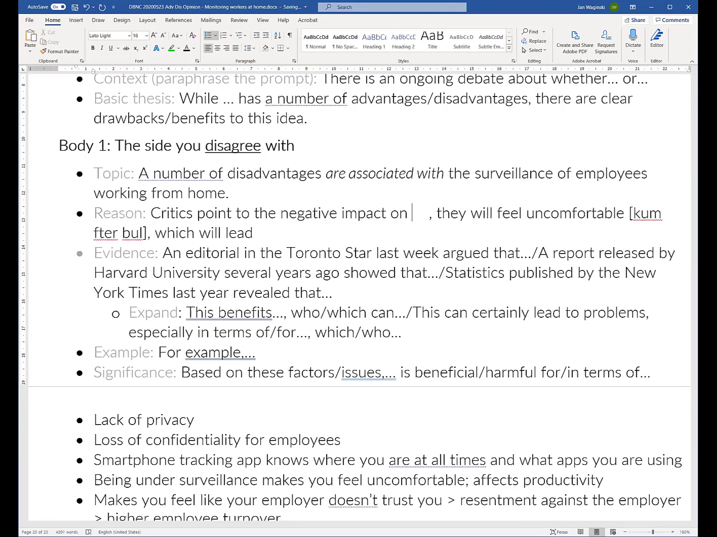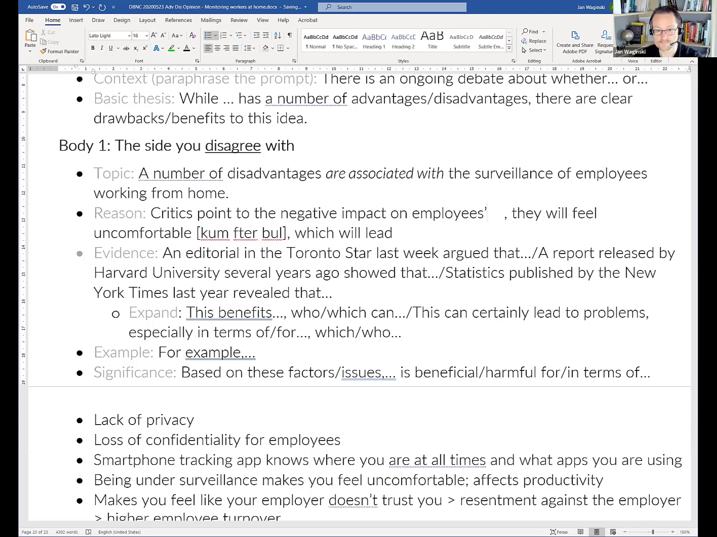Impact on employees' personal life, which will let them... privacy is more specific. Yeah, employees' privacy. Okay, keep going. Negative impact on employees' privacy and on their level of stress.